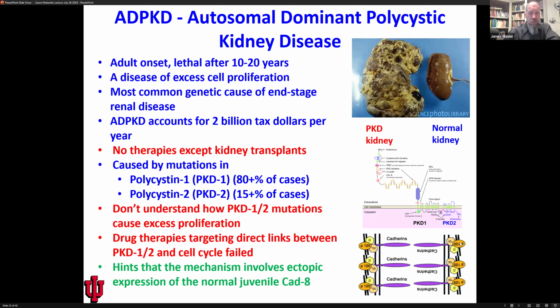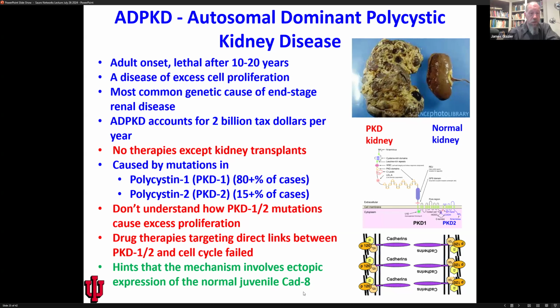Rather unusually, people may think of cancer as a genetic disease. It's not really a genetic disease. In this case, if you have a mutation in one of these two genes, polycystin 1 and 2, you're almost certainly going to get the disease. If you don't have it, your probability of getting the disease is less than 1 in a million. But it wasn't understood how these mutations gave rise to the cystic phenotype.